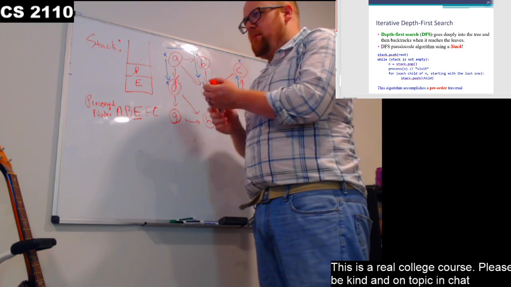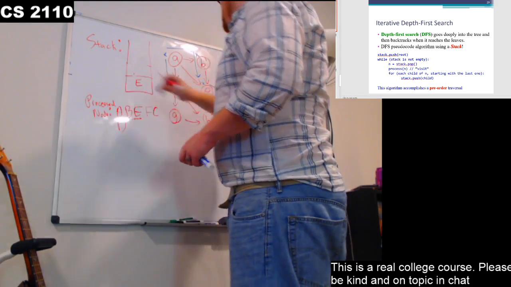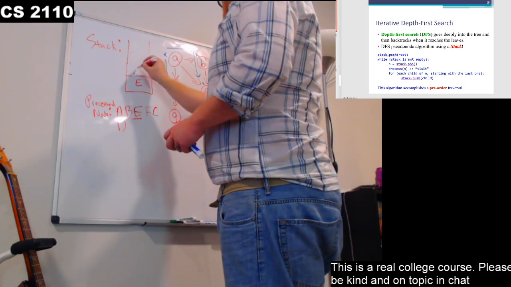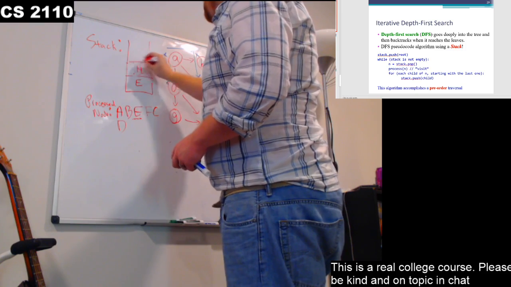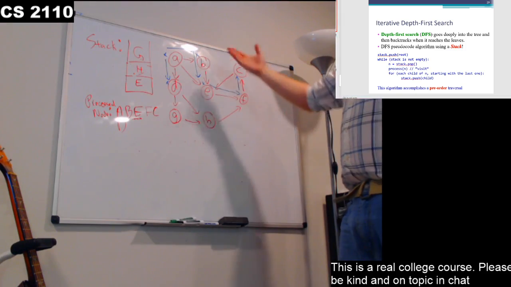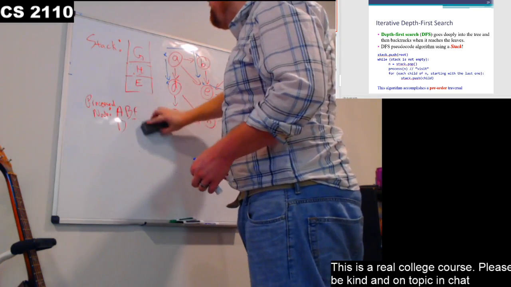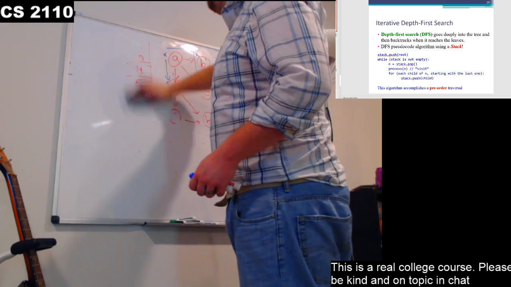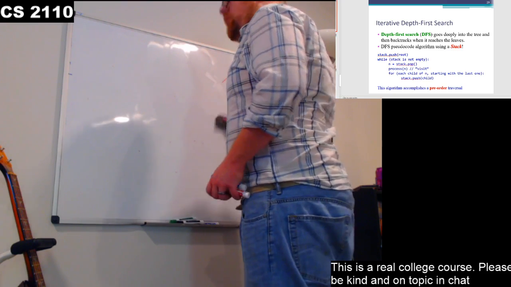And I'm just going to do this a bit more quickly now. I process D. I push its children onto the stack, G in reverse order, so H and then G. And so on. This could be how you do a depth first search on a graph. On a tree, it's a lot simpler because you don't have to worry about cycles. Because in a tree, we never have cycles.